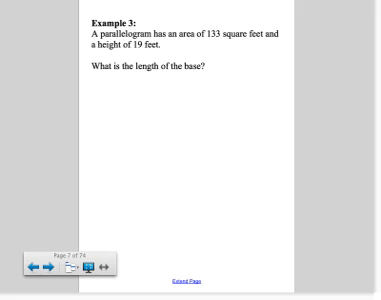Right? A parallelogram has an area of 133 square feet, a height of 19. What is the length of the base? All right. So again, parallelogram, A equals base times height. Okay. A is 133.